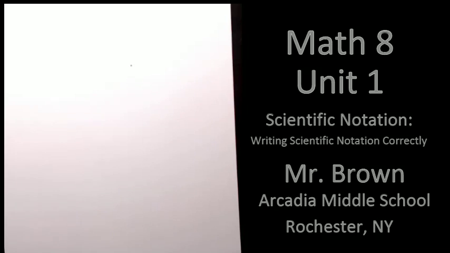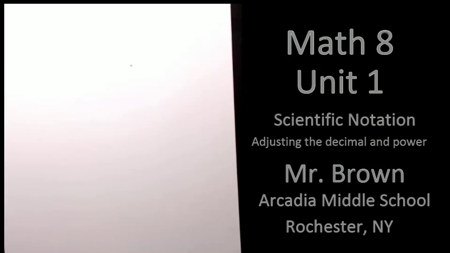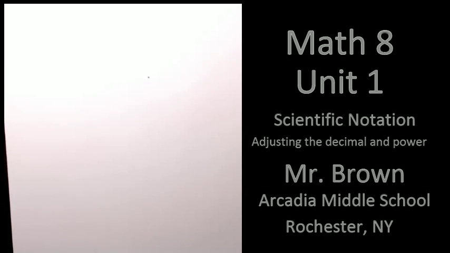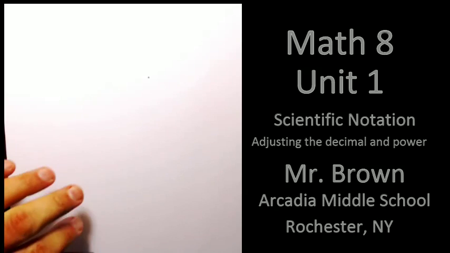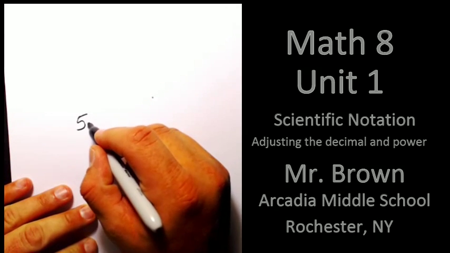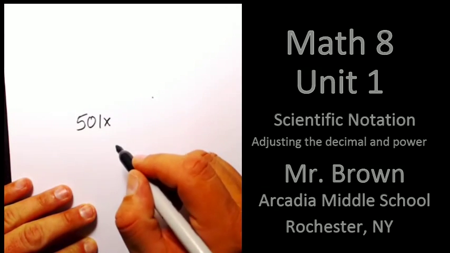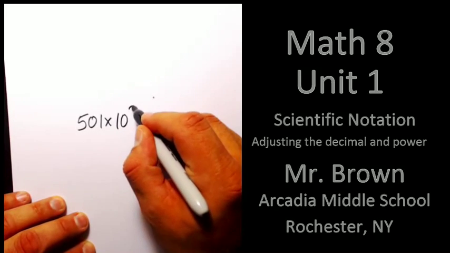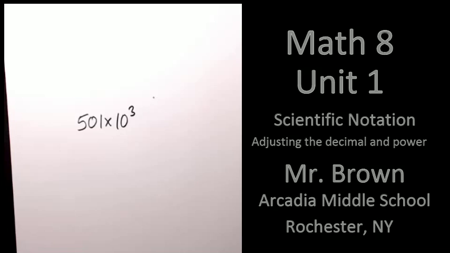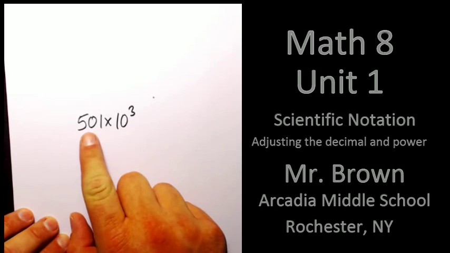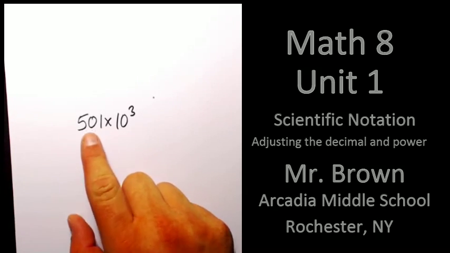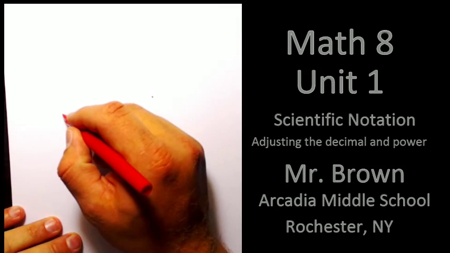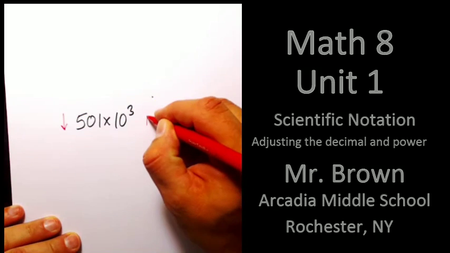The next thing we're going to talk about is adjusting the decimal. Sometimes what happens is you'll get scientific notation that's not in good form, like, for example, 501 times 10 to the third. What we have to do is, if we make this coefficient look smaller, we have to compensate by making this look larger.